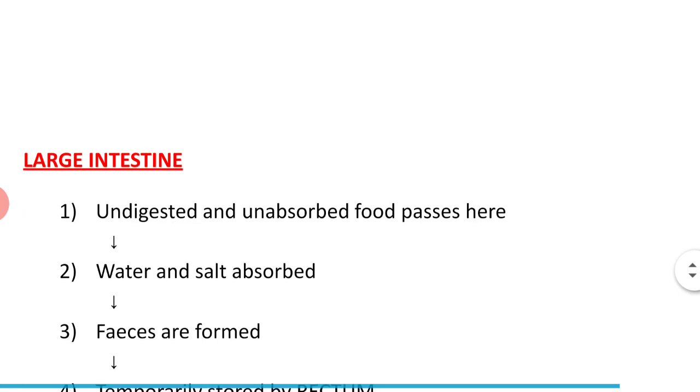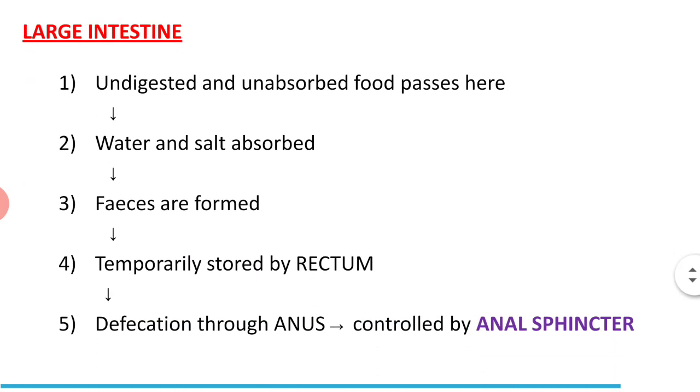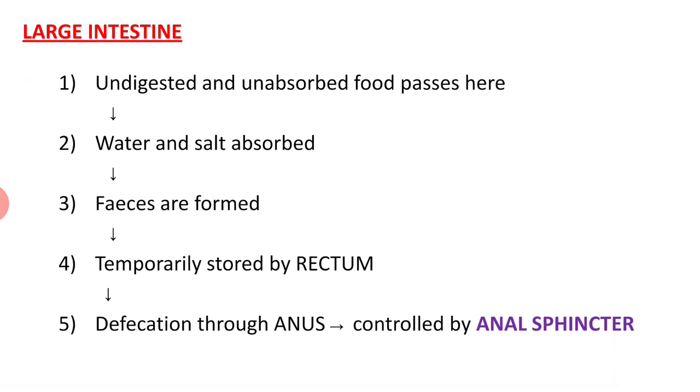Now coming on to the large intestine. Large intestine does not play any role in digestion as such. Whatever undigested and unabsorbed food is present in the small intestine is passed on to the large intestine. And over here, only water and salt are reabsorbed. So the main function of the large intestine is that the water and salt will be absorbed back. And after that, the unabsorbed, undigested food becomes solid, that is known as feces.